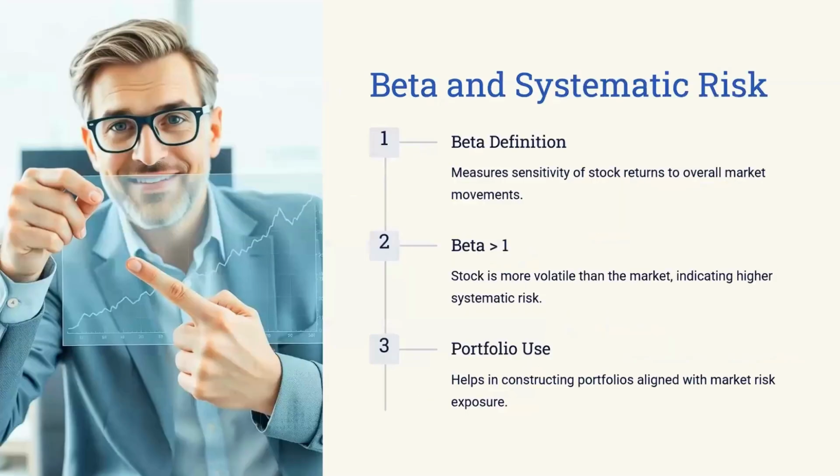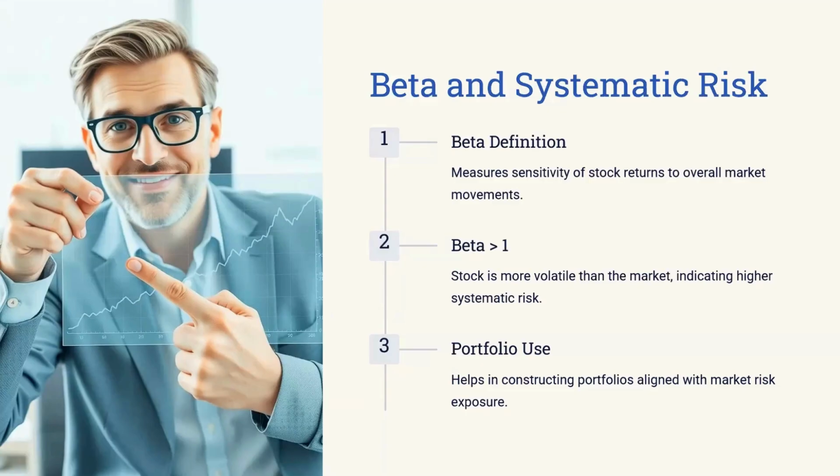Let's move to the next slide. The topic is beta and systematic risk. Beta is a measure of systematic risk. First one is the definition: beta measures the sensitivity of a stock's returns to overall market movements. If beta is greater than 1, it indicates the stock is more volatile than the market, suggesting higher systematic risk.